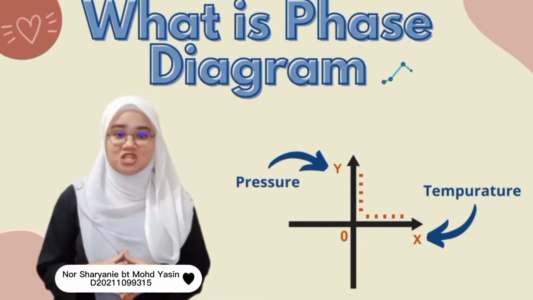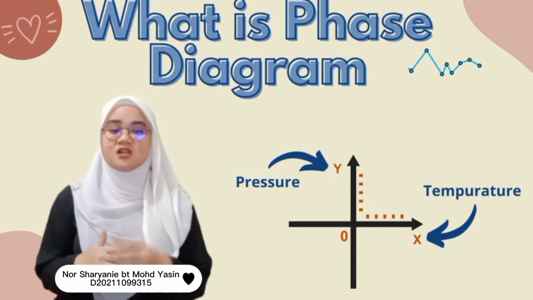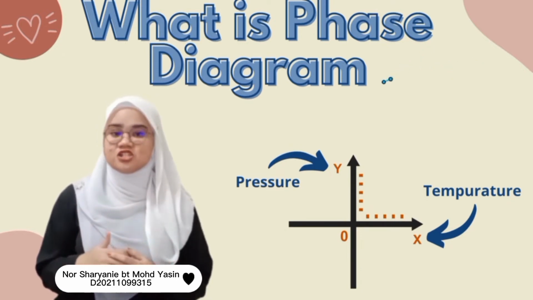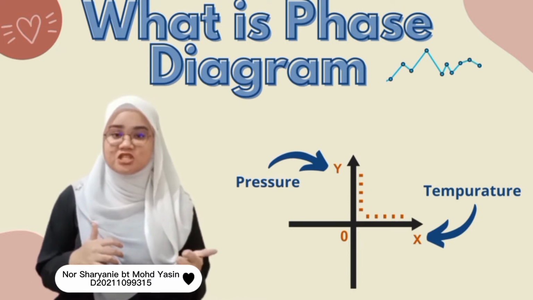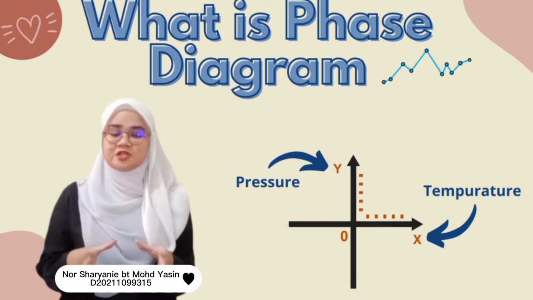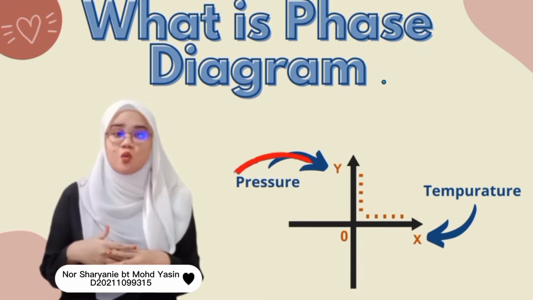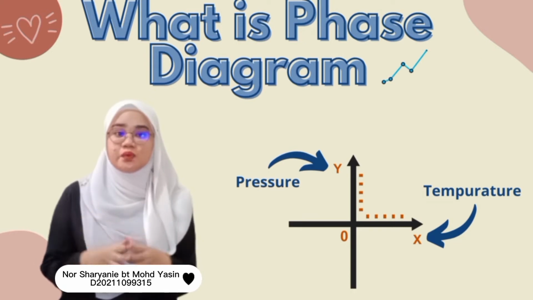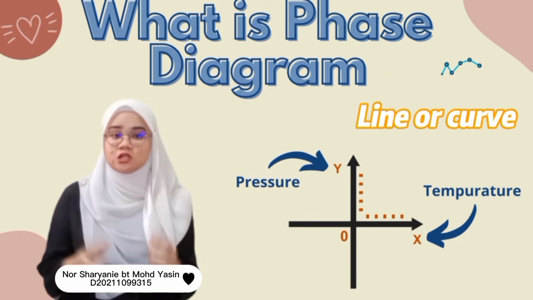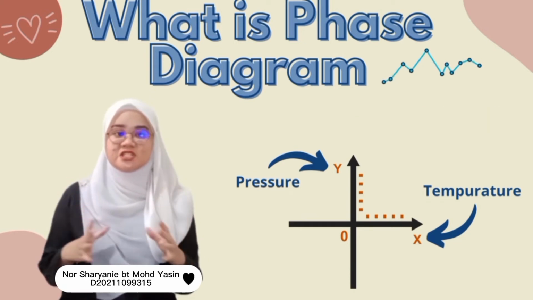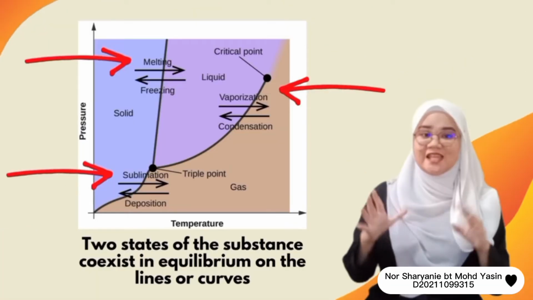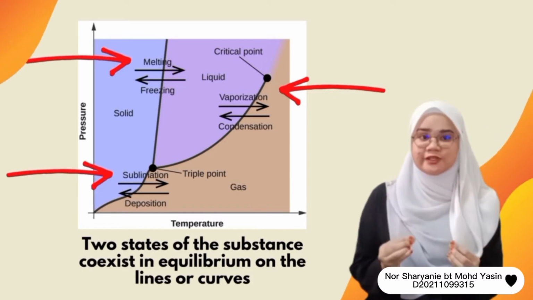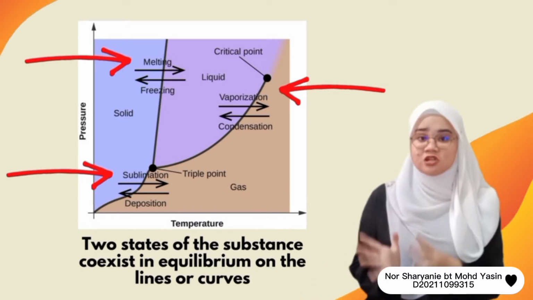So what is phase diagram? Phase diagram is a graphical representation of the physical state of a substance under different conditions of temperature and pressure. A typical phase diagram has pressure on the y-axis and temperature on the x-axis. When we cross the line or curve on a phase diagram, a phase change can happen. In addition, two states of the substance coexist in equilibrium on the line or curve like this.